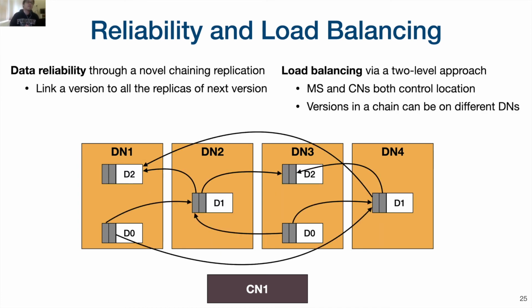Clover leverages these distributed copies to balance loads. Both MS and CN are able to carry out load balancing policies. In addition, Clover ensures metadata plane reliability by using shadow MS servers.